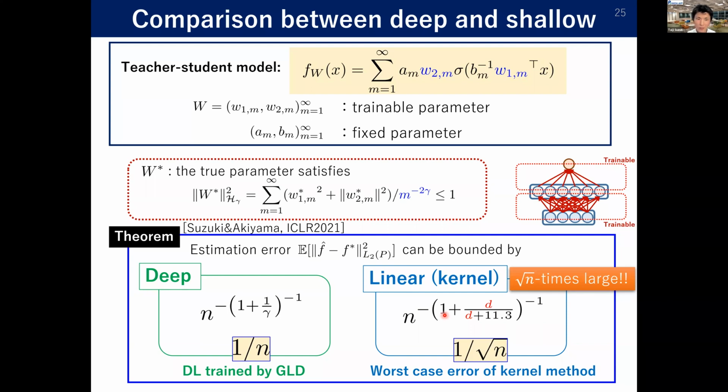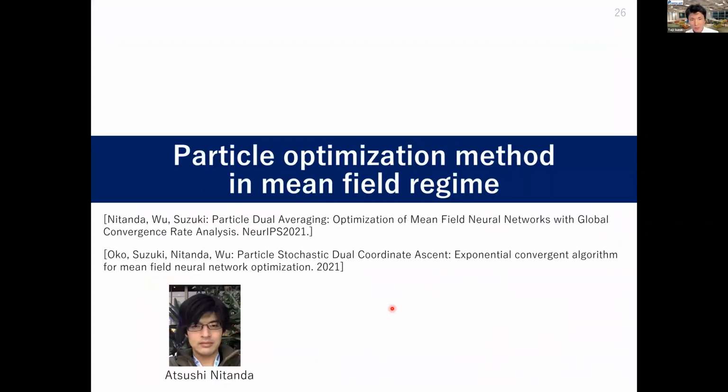During the optimization, it can find a good direction of features, and then it achieves a fast learning rate. But if you use the kernel method, it cannot find a good direction, so eventually it suffers from the curse of dimensionality. So this result shows the separation of estimation performance with optimization guarantee. Okay, so next we are going to another optimization method in mean field settings.